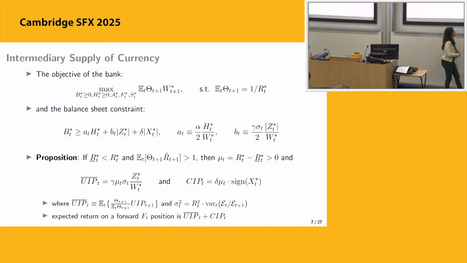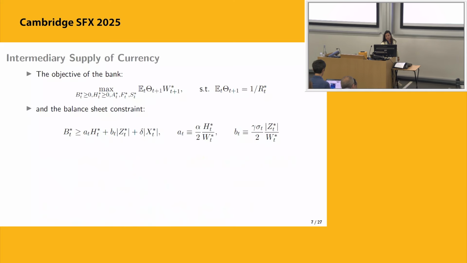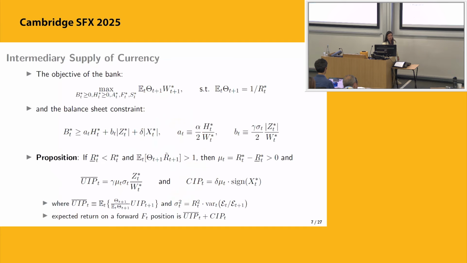The counterparty constraint makes the CIP, the reserve requirement CIP, be linear and not convex. And so the CIP will be kind of a step function in X, and I'll show it in a minute. The important thing to take away here is that the F, the forward and futures position, is both in Z and in X. Anyway, it's both in Z and X, and so it earns both the UIP and the CIP premium.